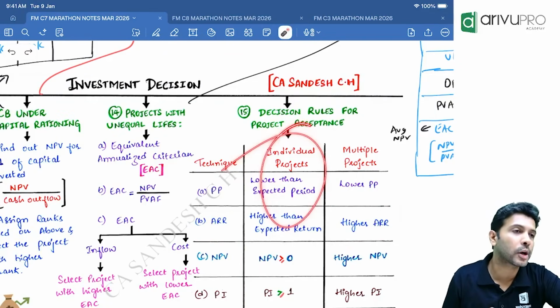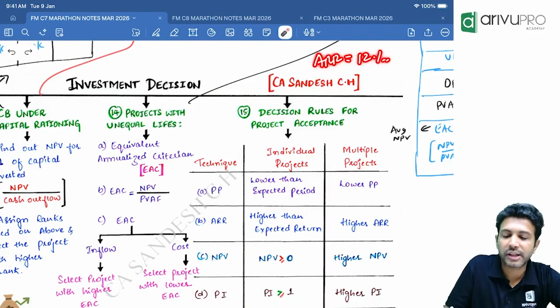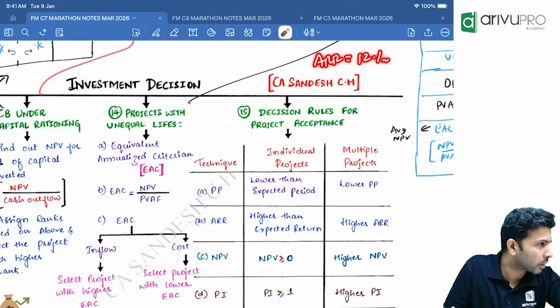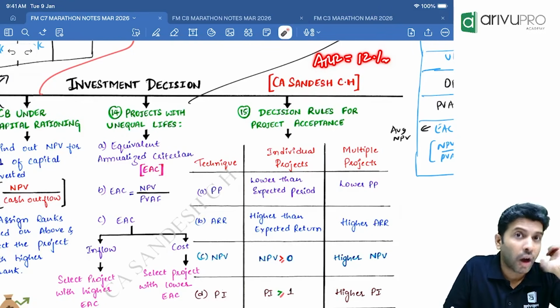If you have only one project, let's say the project's ARR is 12%, accept or reject? You have only one project. The project's ARR you calculated, how much did you get? 12%. Accept or reject? We need to check.